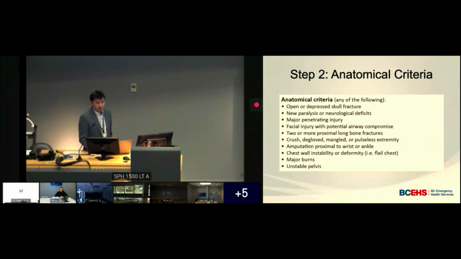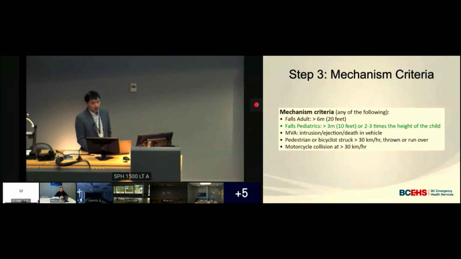chest wall instability or deformity, such as a flail chest, major burns, which are described as partial thickness burns greater than 20%, or full thickness burns greater than 10%, or 2% in the pediatric population, or any high-risk burn, which is a facial or airway burn, burns involving the eyes, neck, hands, feet, groin, or high-voltage electrical burns, and a mechanically unstable pelvis. So these are all the anatomical criteria. And if, again, these are identified, the patient should be transported directly to a lead trauma hospital.